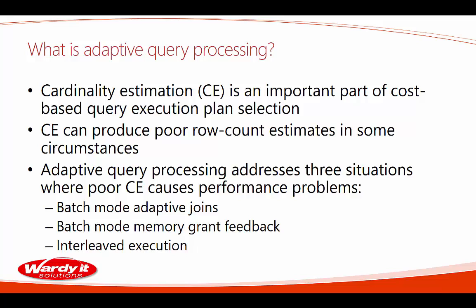In most situations where the estimates on row counts are slightly out, the execution plan that gets selected by the query optimizer may be less than optimal. So adaptive query processing addresses these poor cardinality estimations by the use of batch mode adaptive joins, batch mode memory grant feedback, and interleaved execution. This series of demonstrations will cover each of those three main factors and see how we can take advantage of those in our SQL 2017 databases.